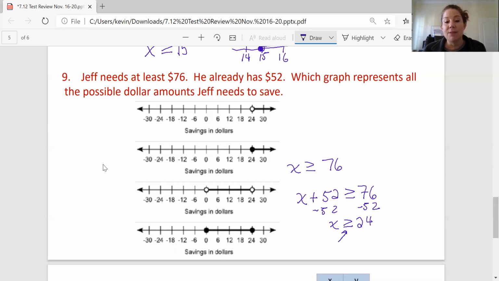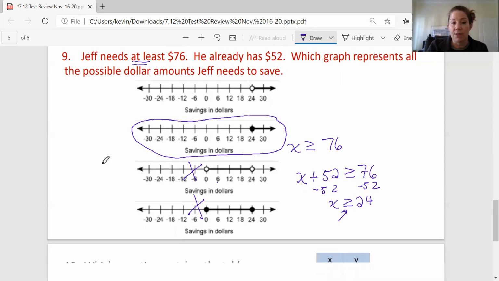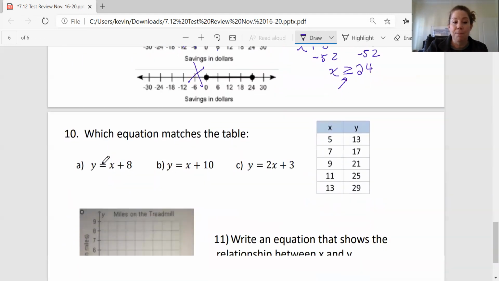If I take from 0 to $24, that does not give me at least 76. So these two don't make sense, because if Mom only gave me $6 and I had 24, I only have $30, but I need 76. So that means the best answer is this one. So like I said, the top one would give me $76, but that word at least means I want 76 or more. Okay, so the second one is the best answer.